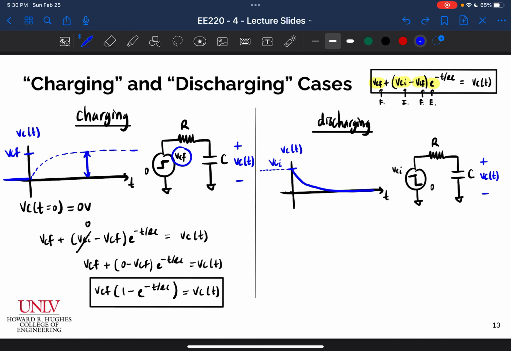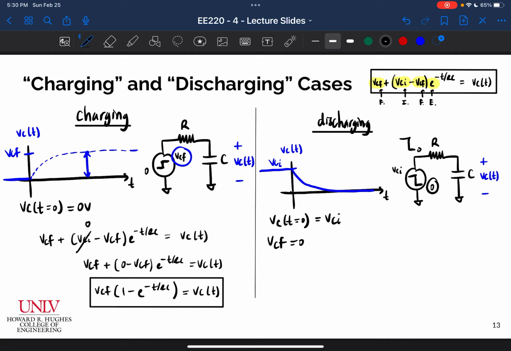And so similarly, we would go ahead and just have an initial condition given to us. It would be that VC at time t equals 0 is going to be equal to some VCI. It's not going to be equal to 0 in this case. But now we also know that our final voltage, right, VC final, has to be 0, right? It's the value that this source ends up at, which is 0. That's what my capacitor is going to discharge down to, is a value of 0 volts, okay?